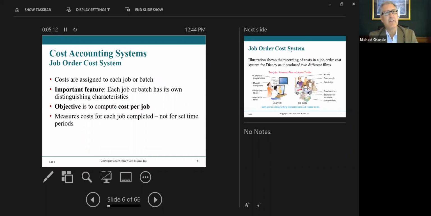Job order costing, on the other hand, costs are assigned to each job or batch. You may have job number 1, job number 2, job number 3, job number 4. More importantly, each job or batch has its own distinguishing features. The objective is to compute the cost per job. So the example that I like to use here when it comes to job order costing is, imagine a developer.